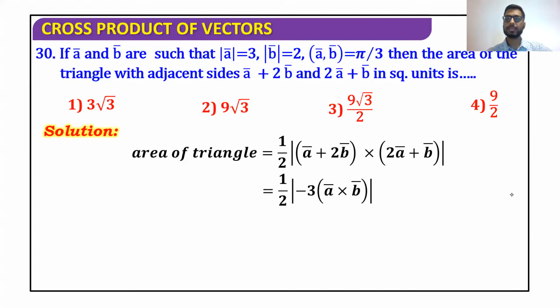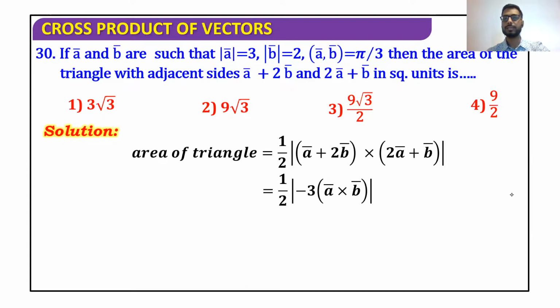When you're taking cross product, A cross 2A would be 0. Therefore, I have A cross B plus 4 times B cross A. If I invert B cross A, that would be minus of 4 times A cross B. So answer is A cross B minus 4 times A cross B. Cancel out. So I get half minus of 3 times A cross B. As you are finding area, you can remove the minus sign, and my answer would be 3 times A cross B.